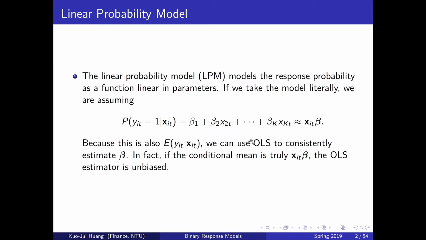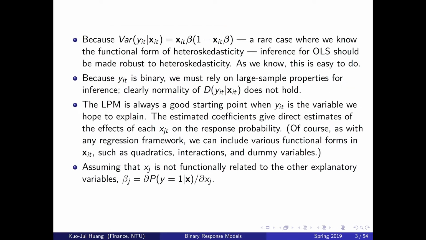And we can use OLS to consistently estimate beta. And if the conditional mean is truly x beta, the OLS estimator is unbiased. Please note that the boldface letter, like xit, denotes a vector or matrix. And the variance of this model is x beta times 1 minus x beta. You can think of this term as the variance of a Bernoulli distribution. The x beta is the probability of success, while the 1 minus x beta is the probability of failure.